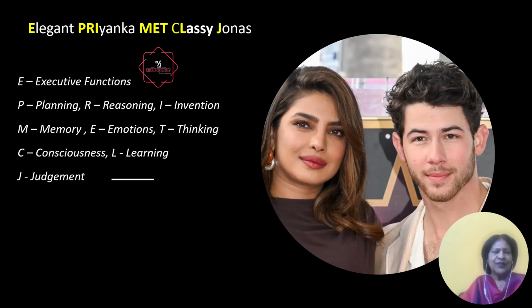The E stands for executive functions, P for planning, R for reasoning, I for invention, M for memory, next T for emotions, T for thinking, C for consciousness, L for learning, and finally the J for judgment. I hope this was easy to learn the functional activities for your cerebrum.